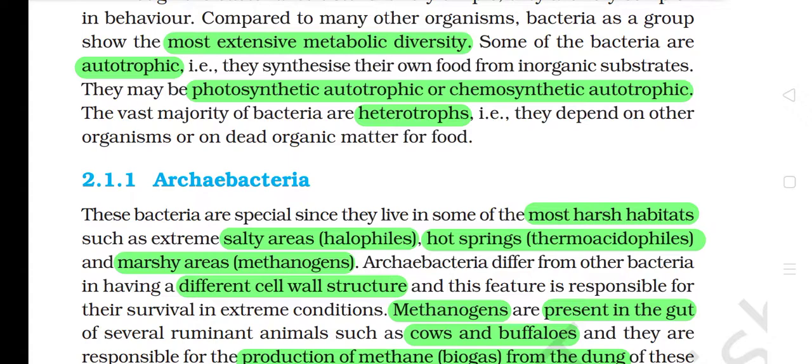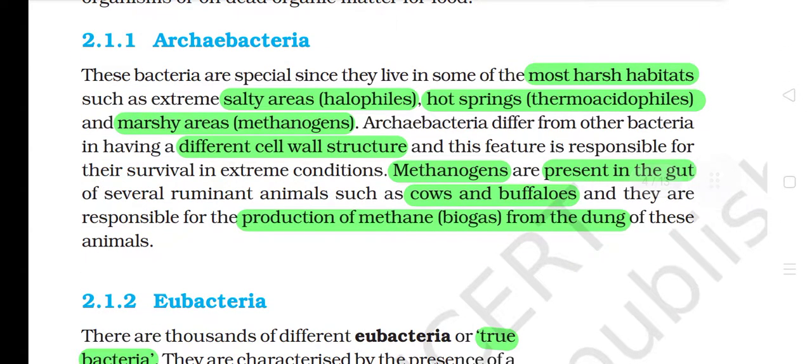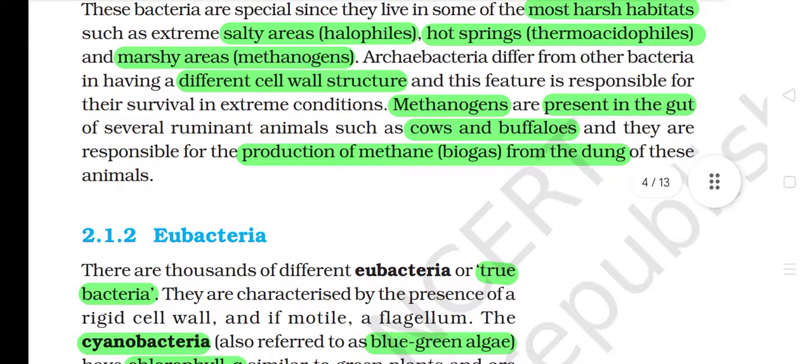2.1.1 Archaeobacteria. These bacteria are special since they live in some of the most harsh habitats such as extreme salty areas (halophiles), hot springs (thermoacidophiles), and marshy areas (methanogens). Archaeobacteria differ from other bacteria in having a different cell wall structure, and this feature is responsible for their survival in extreme conditions. Methanogens are present in the gut of several ruminant animals such as cows and buffaloes, and they are responsible for the production of methane (biogas) from the dung of these animals.